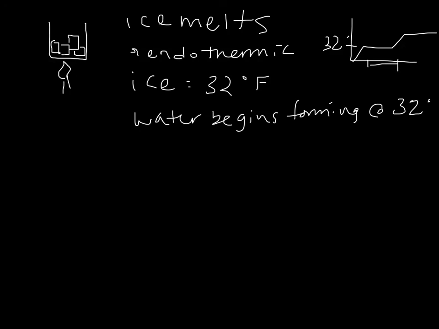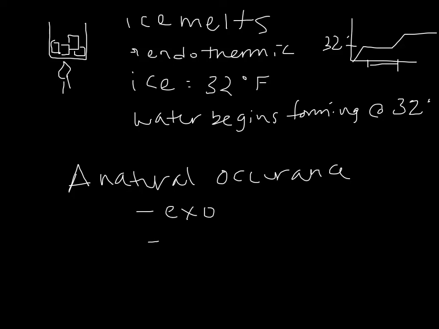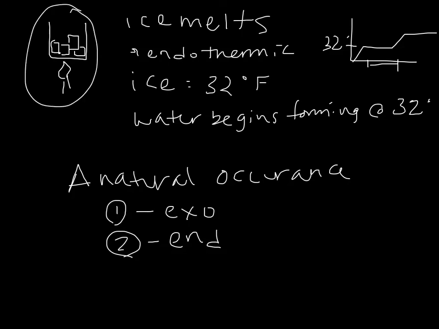So your homework is to think about a natural occurrence of an exothermic and an endothermic reaction. You should come to class with two things written down. What's an example of an exothermic reaction that you come into contact with all the time? And what's an example of an endothermic reaction that you come into contact with all the time? But you cannot use this example here with ice melting.